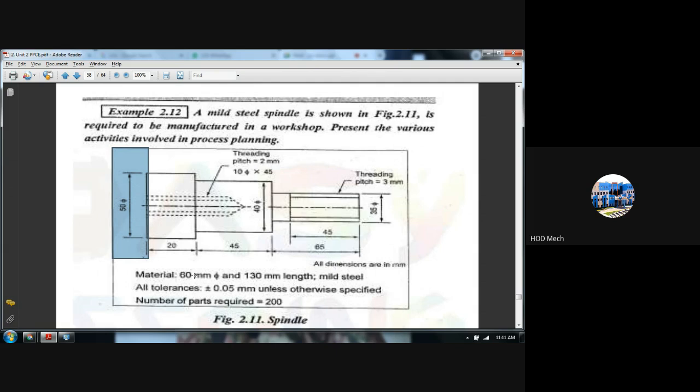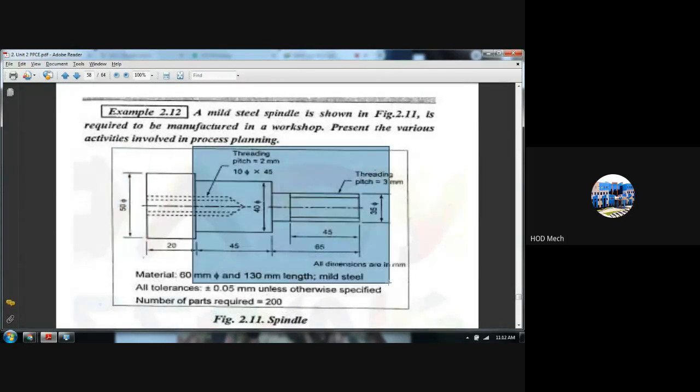Third step. Threading, sir. What threading? Internal or outer? Outer, sir. Outer threading. Okay, outer threading. After finishing the outer threading, what will you do? What will you do? The workpiece has to be turned around, sir. Very good.